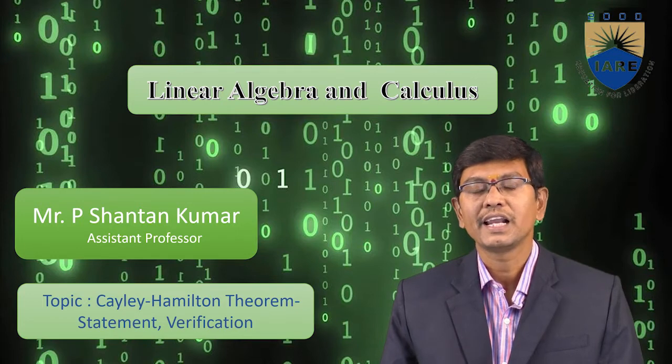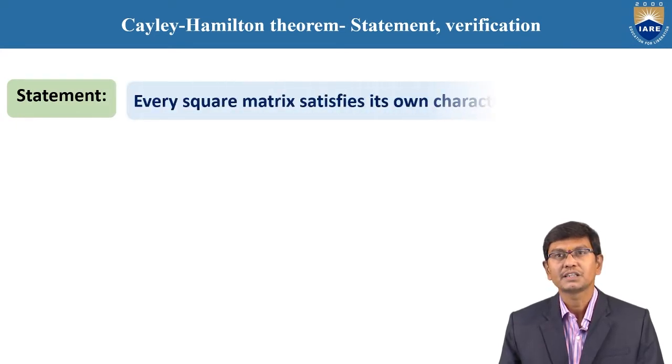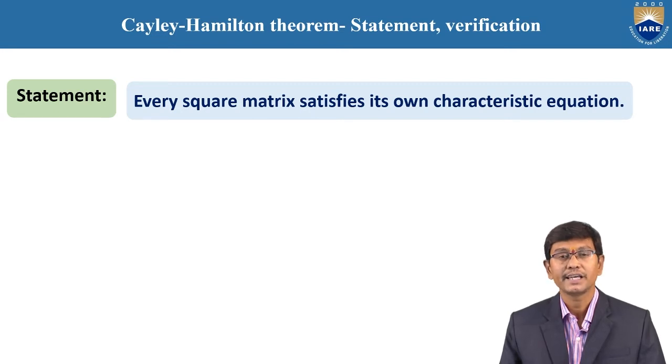Today's topic is the Cayley Hamilton theorem, its applications and verification. Before discussing the Cayley Hamilton theorem, we discussed the characteristic equation and characteristic polynomial. Now we are going to discuss the statement of the Cayley Hamilton theorem. The statement is nothing but: every square matrix satisfies its own characteristic equation.